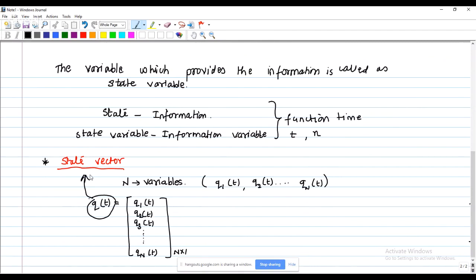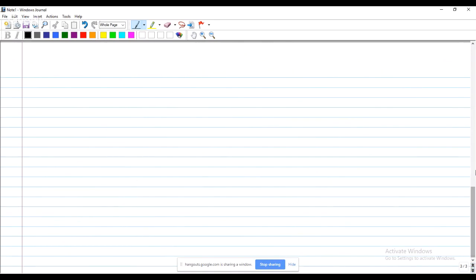Okay, now we have done this in terms of continuous time. I can represent the same thing for discrete time. So for discrete time, this will be q of n instead of q of t, and the variables will be q1 of n, then q2 of n, and so on till qn of n. This is how we represent a discrete time state vector. So we have a continuous time state vector and we have a discrete time state vector.